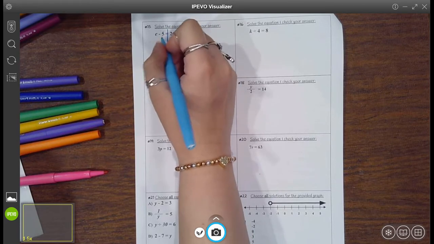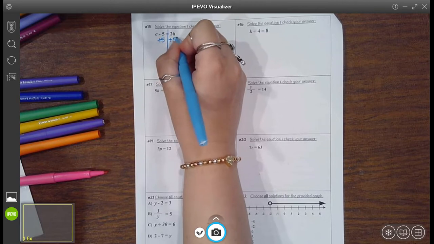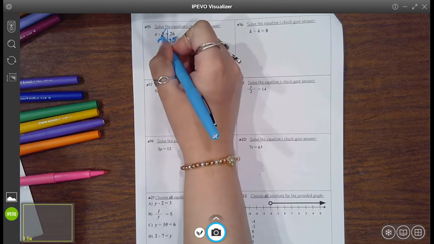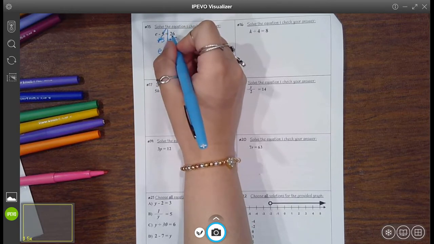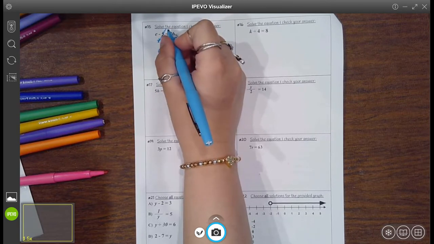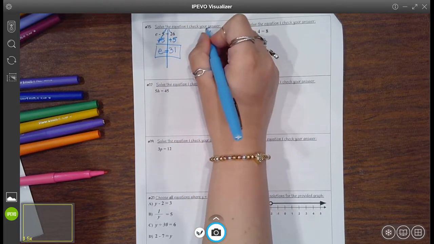The inverse of subtracting 5 is to add 5. Whatever you do to one side, do to the other. Now those cancel because 5 minus 5 is 0. Bring down your e. And 26 plus 5, that's 11. Carry the 1. 1 and 2 make 3. I would write e equals 31 in the answer column.